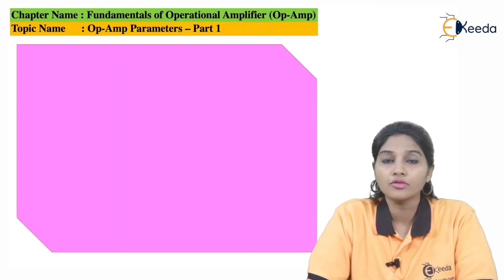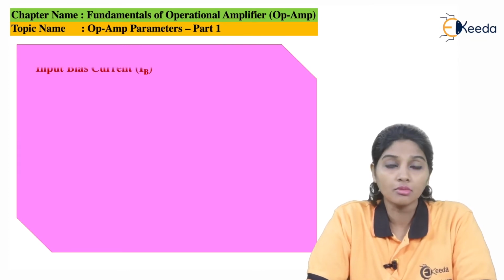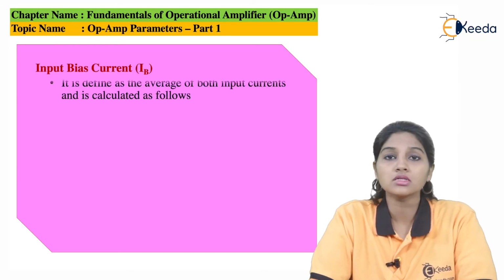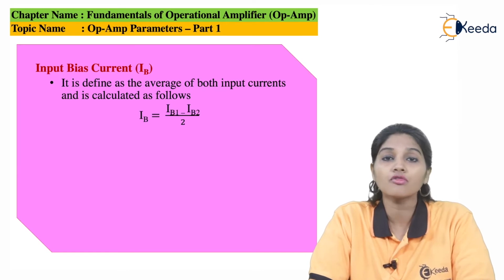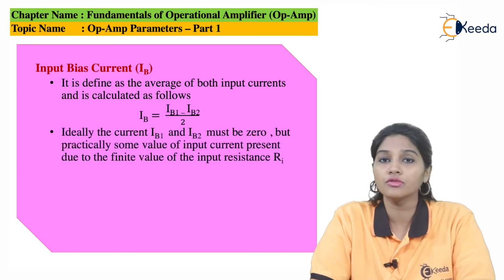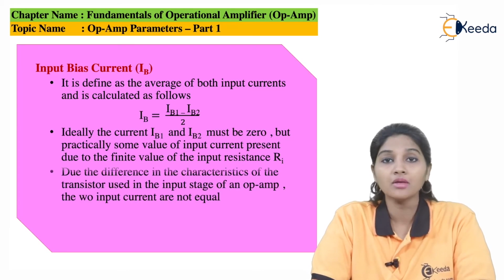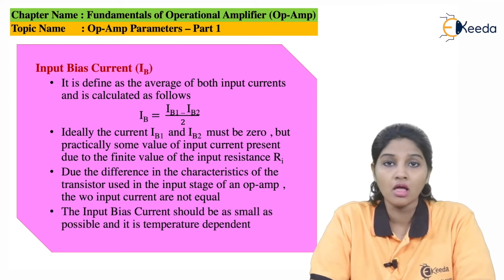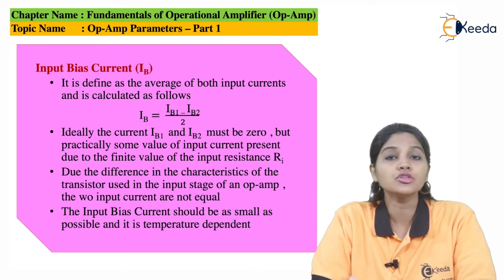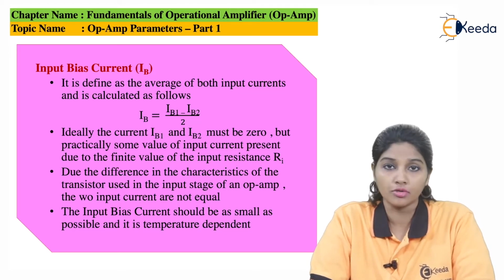The next parameter that we are going to consider is the input bias current, IB. The input bias current is defined as the average of the current flowing through the inverting and non-inverting terminals of the op-amp. That means IB is equal to (IB1 plus IB2) divided by 2. IB1 is the current flowing through the non-inverting terminal of the op-amp and IB2 is the current flowing through the inverting terminal of the op-amp.